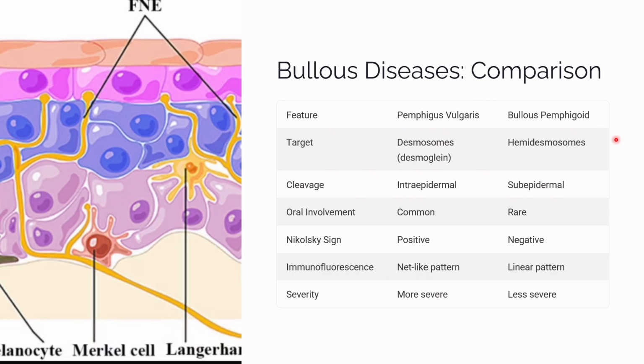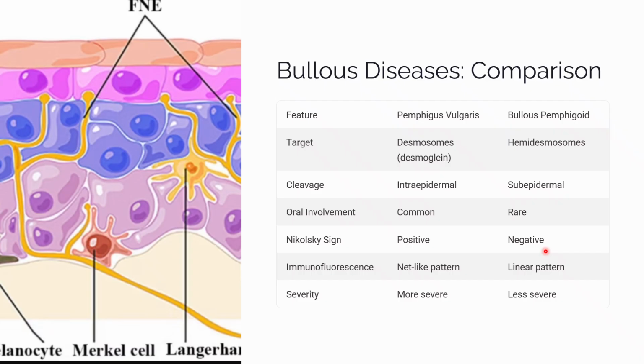Here the important one is that oral involvement is rare. Secondly, the Nikolsky sign is negative. Why? Because the layer which is affected is much deeper than the desmosomes. The desmosomes are present in the superficial layer. So when we give pressure on the skin, there is a shear stress, and the skin gives way.